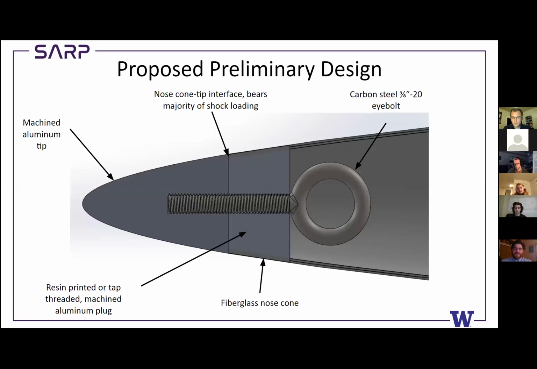Next slide, please. So, I've briefly demonstrated how the load path is designed, but you can see here at the interface on the middle top between the cone and the tip, that's where we will be exerting most of the shock forces, and those will be transmitted from the tip to the Nosecone. And we have our bolt here, a 3/8 inch, 20 threads per inch carbon steel bolt. Next slide, please.